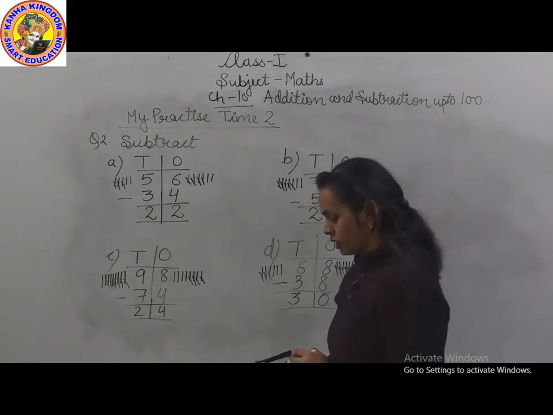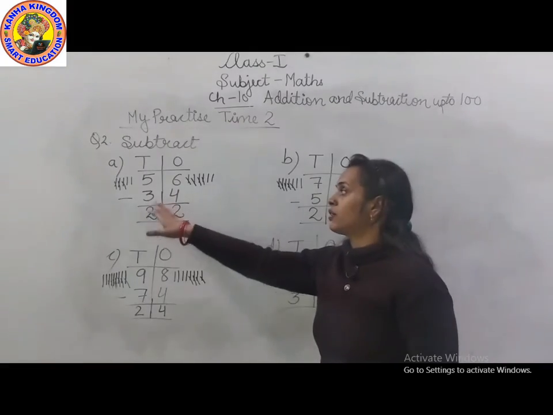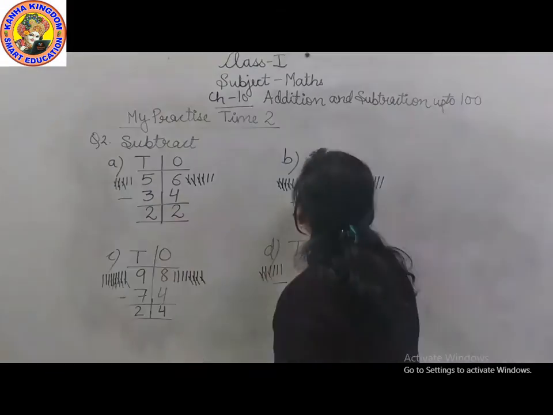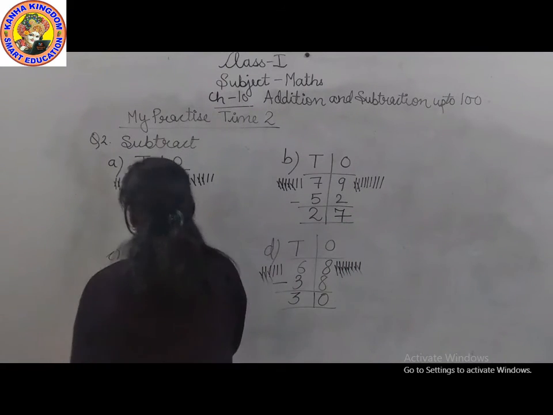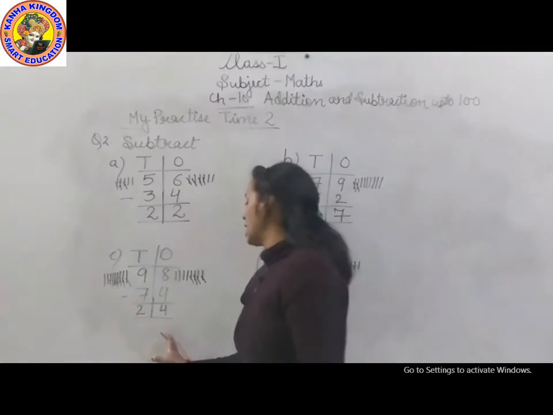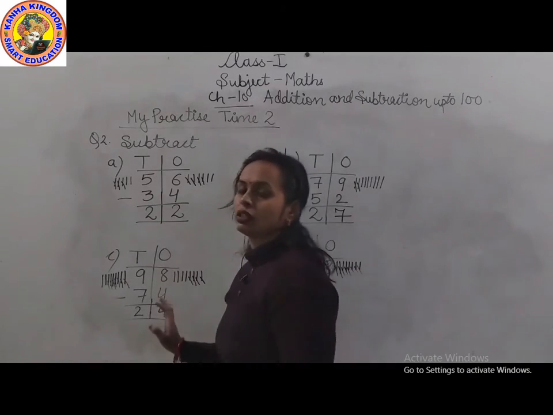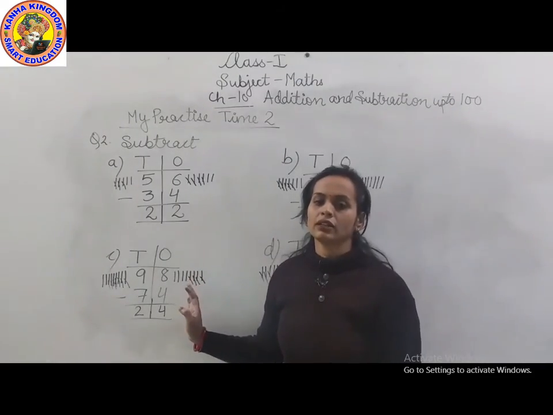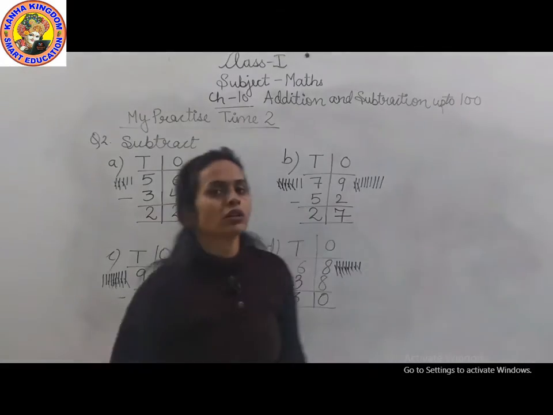Okay. In question number A, 56 minus 34 equals 22. 79 minus 52 equals 27. 98 minus 74 equals 24. And 68 minus 38 equals 30. Write this down in your book, and solve the rest of the questions of question number 2, subtract, in your book.